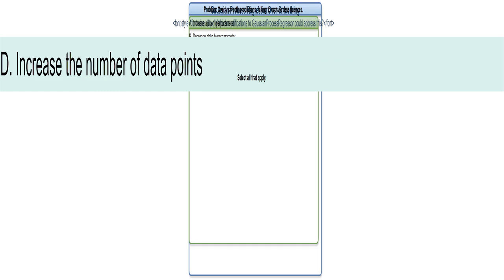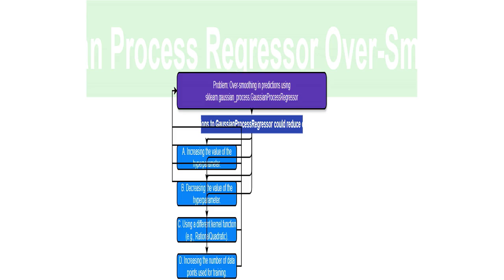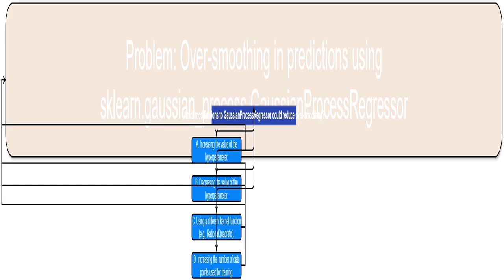It's a correct option. Increasing the data points provides more information for the model to learn from. With more data, the GPR can better capture the true shape of the underlying data, potentially reducing oversmoothing. This option is also a good fix. It's a correct answer.